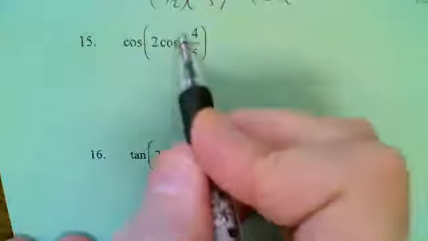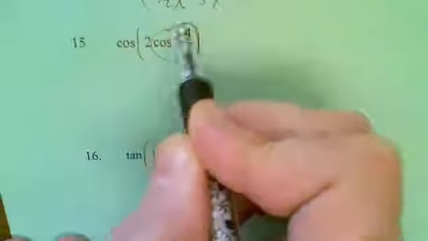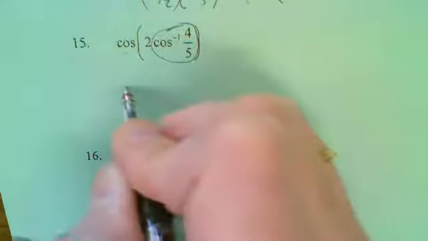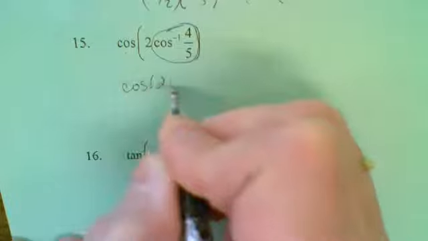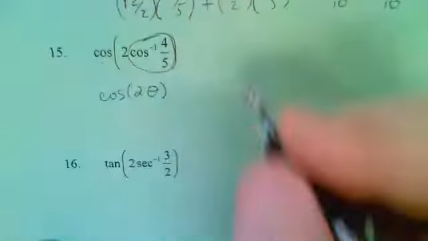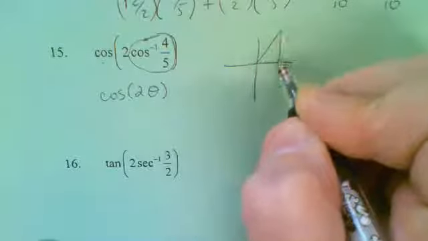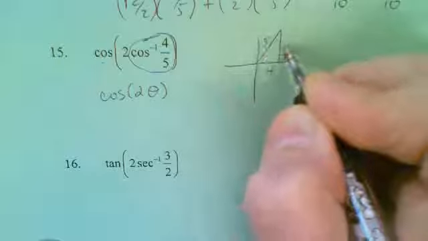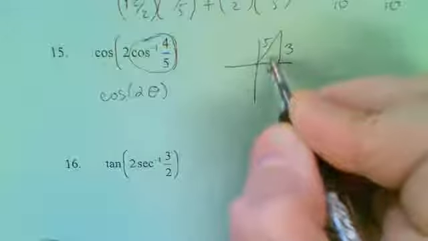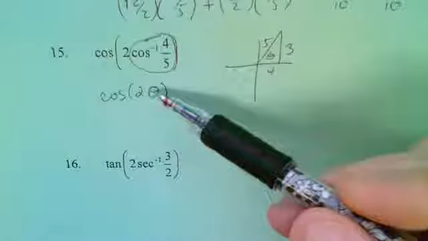Okay, the last two are double angles. So realize it's cosine of 2 times that angle. Remember, that's naming an angle. So I'm really looking for the cosine of 2 theta, or alpha, whatever you want to call it. So let's draw a picture of that one angle I have. It's inverse cosine of 4/5, so the y value would be 3. So there's my angle, whatever you want to call it. And so I'm looking for the cosine of 2 theta.